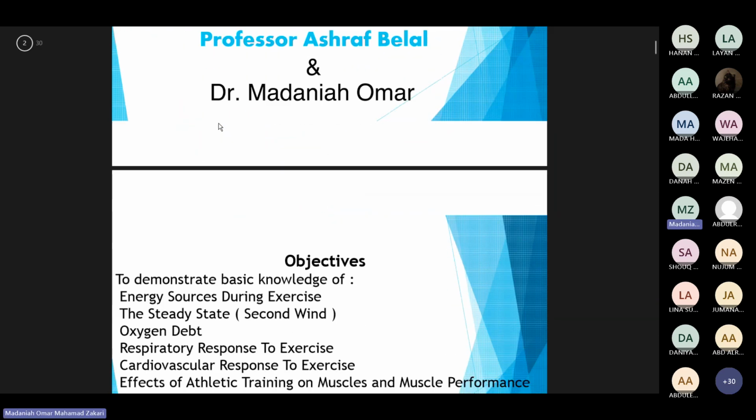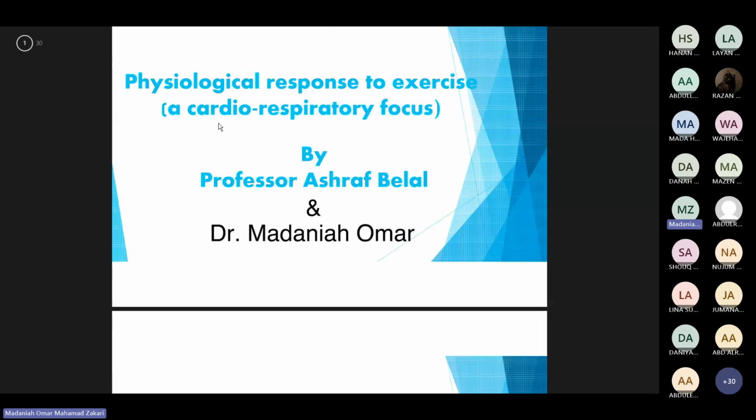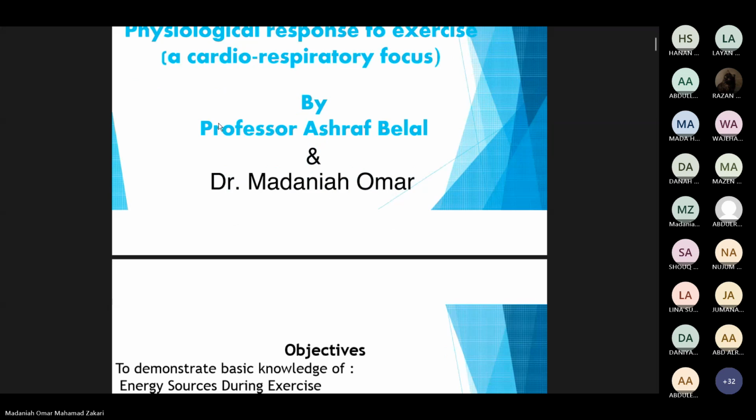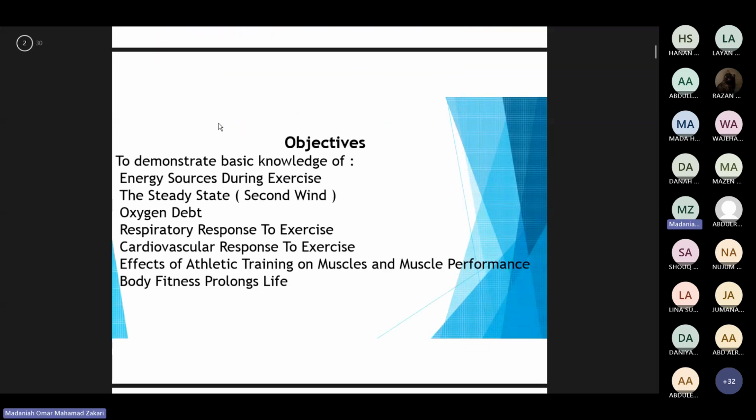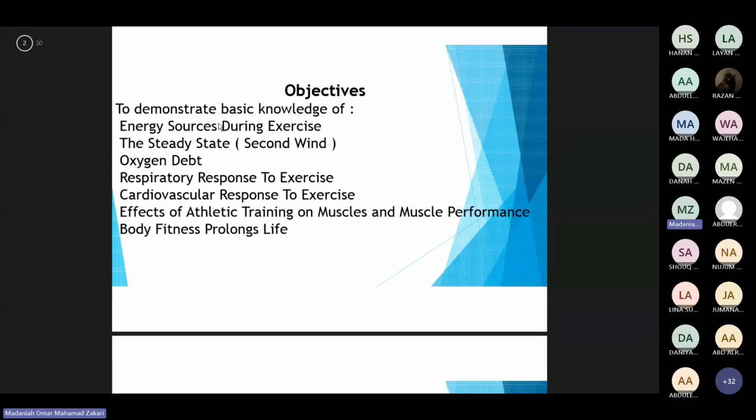So today we will have physiological response to exercise, cardiorespiratory focus. Our objectives for this lecture are to demonstrate a basic knowledge of energy sources during exercise, the steady state, second wind, oxygen debt, respiratory response to exercise, cardiovascular response to exercise, effects of athletic training on muscles and muscle performance, and body fitness with prolonging our lives.